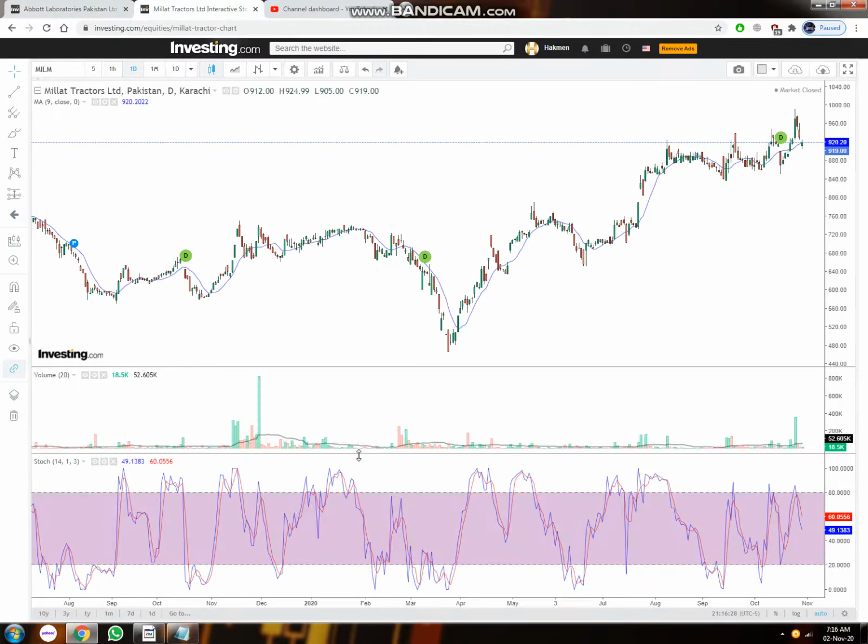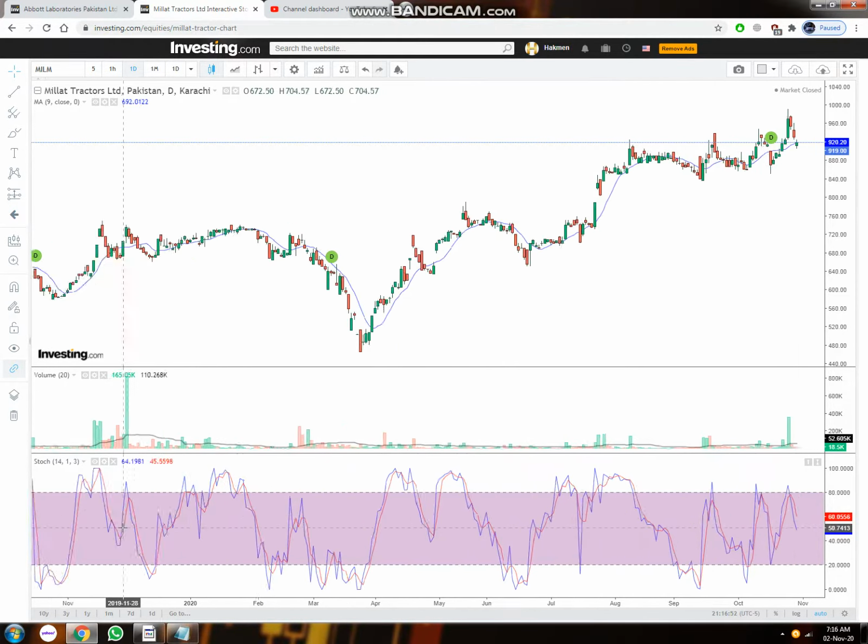Let me show you another indicator as well. This is the stochastics, again with the overbought and oversold areas. The same principle we applied to the RSI, the relative strength index, we will have to apply in this as well. You will have to find the oversold areas and the overbought areas and trade according to that.